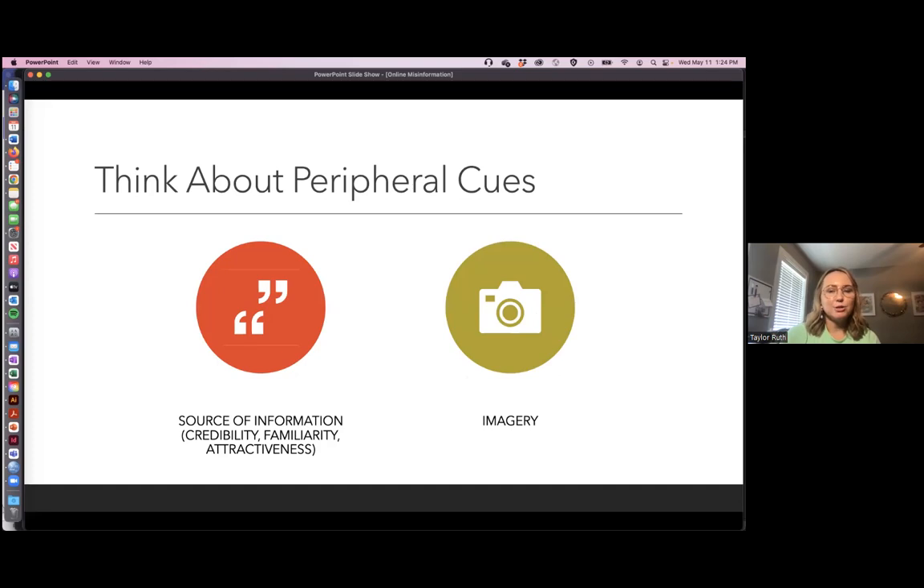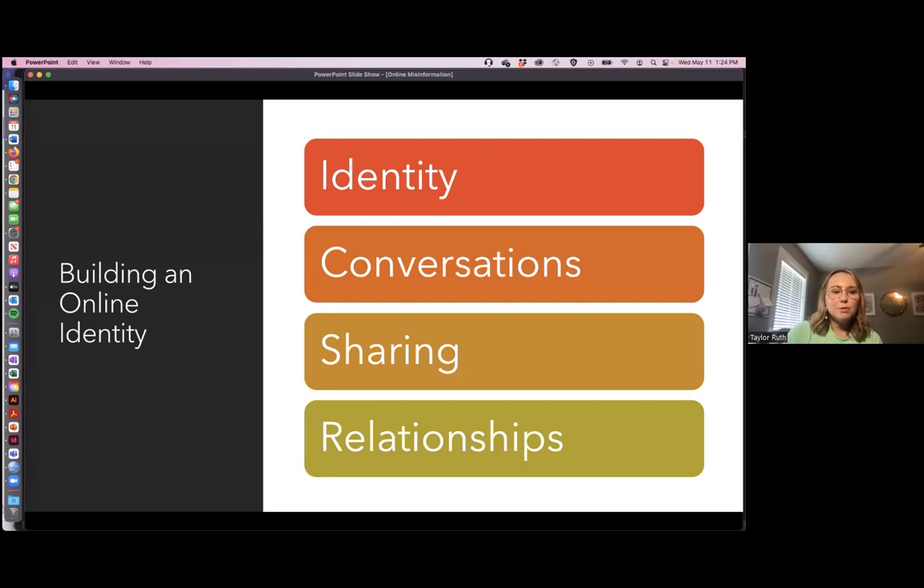And then just thinking about those peripheral cues. Partnering with different sources that your audience is going to trust is going to help make that communication more effective. And then with building your online identity, there's a few steps that you can take.